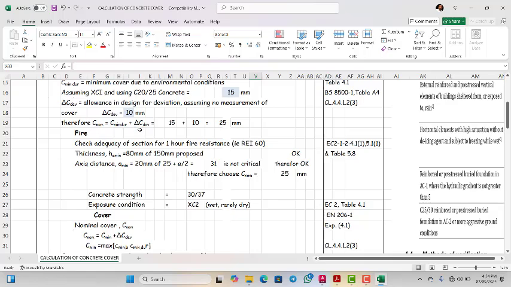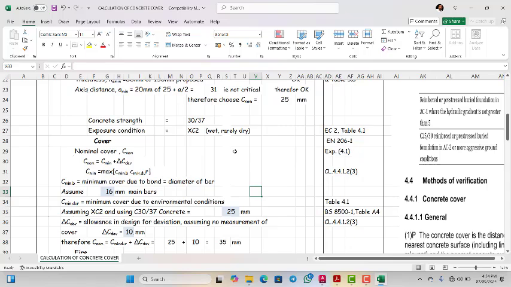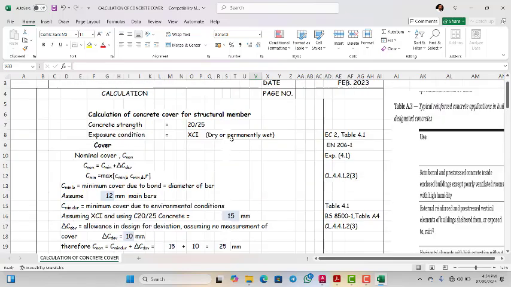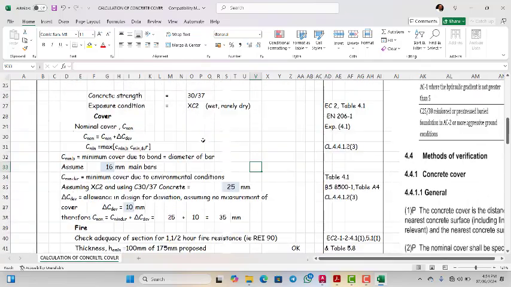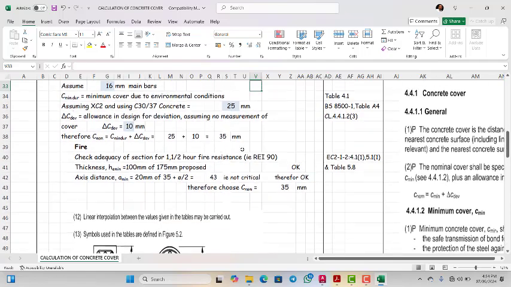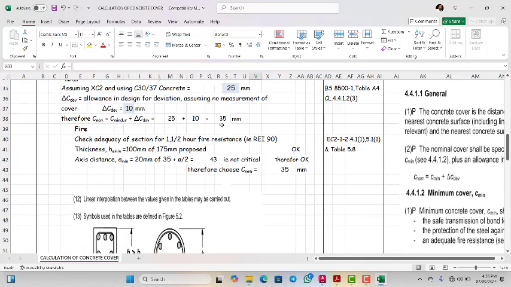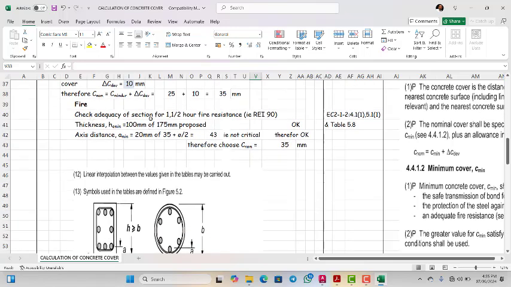So this gives us 25 plus 10, which is 35. You now see that because the concrete grade has increased from 20/25 to 30/37, the concrete cover has equally changed to 35. Now in this situation, we are using 1.5 hours for fire resistance.